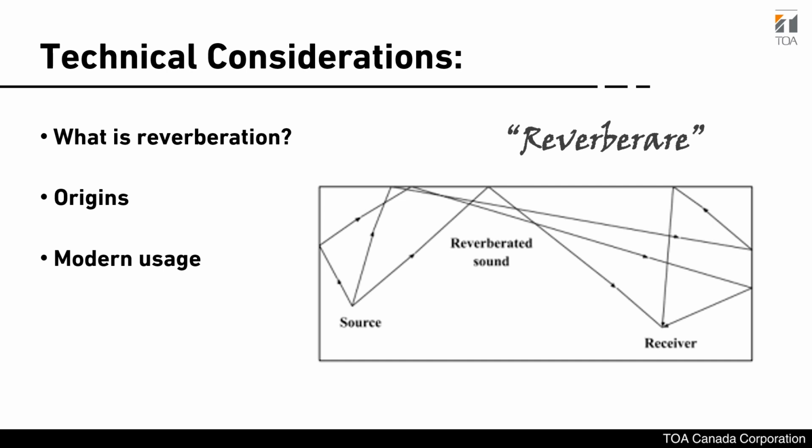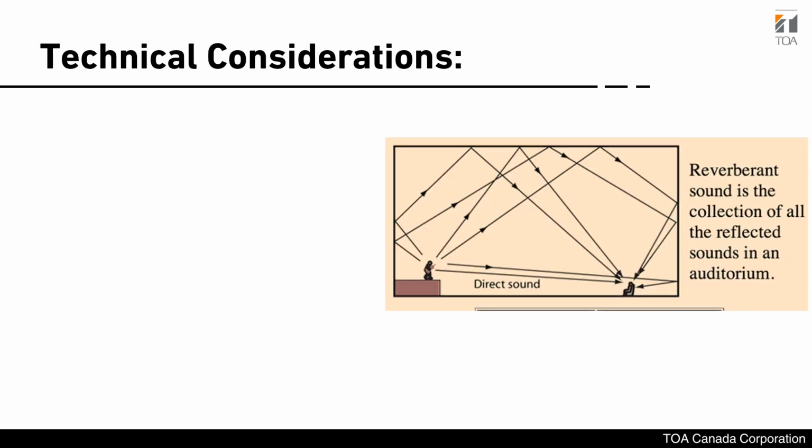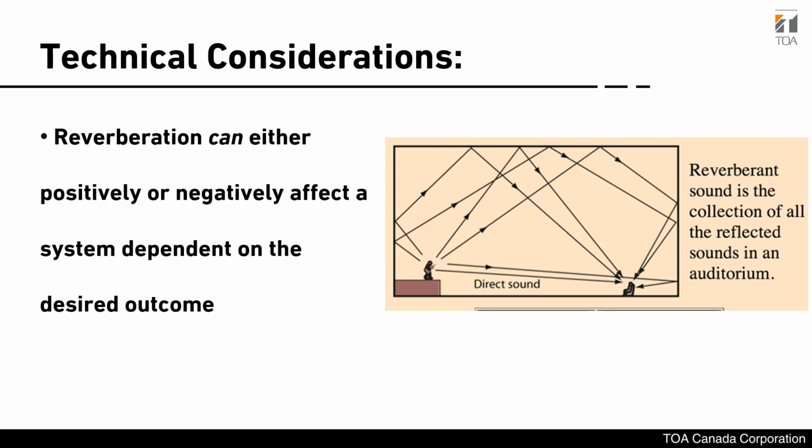Here's a detailed infographic showing how reverb impacts sound, for better or worse. Reverberation is a collection of reflected sounds in a space, like an auditorium, affecting how we hear sound.